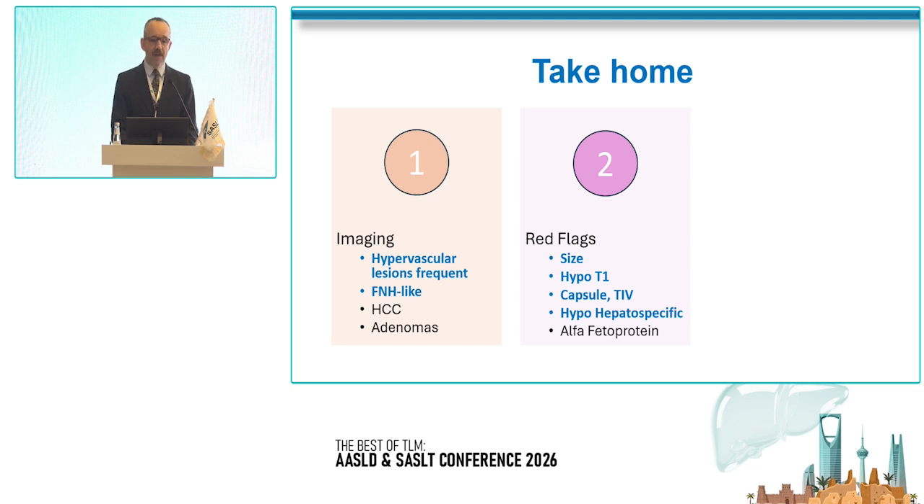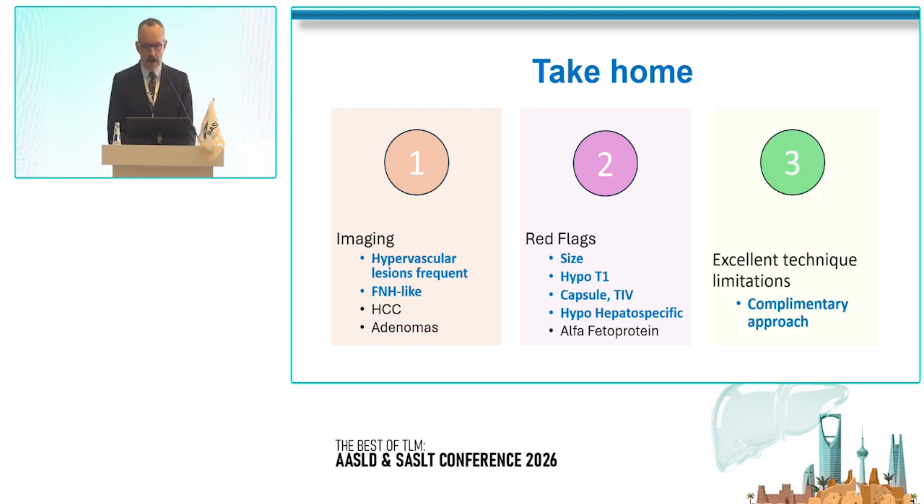So what are the red flags? We have to think about the usual features we see: size, change in size, hypointensity in T1, very important, pseudocapsule, enhancing capsule, tumor in vein, of course, and any lesion being hypointense in the hepatospecific phase. We should do a biopsy. A vast majority of them will be hepatocellular carcinoma. Of course, always correlate with alpha-fetoprotein, where the limit is 15 nanograms in patients with Budd-Chiari. With Fontan, 10 is also a trigger.